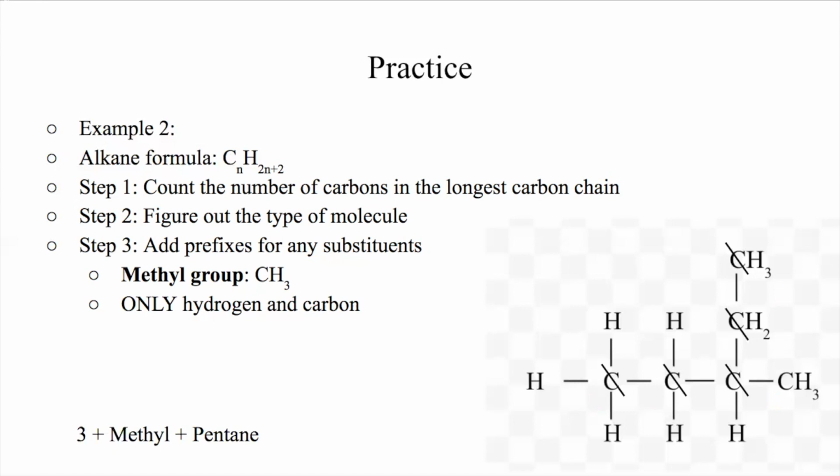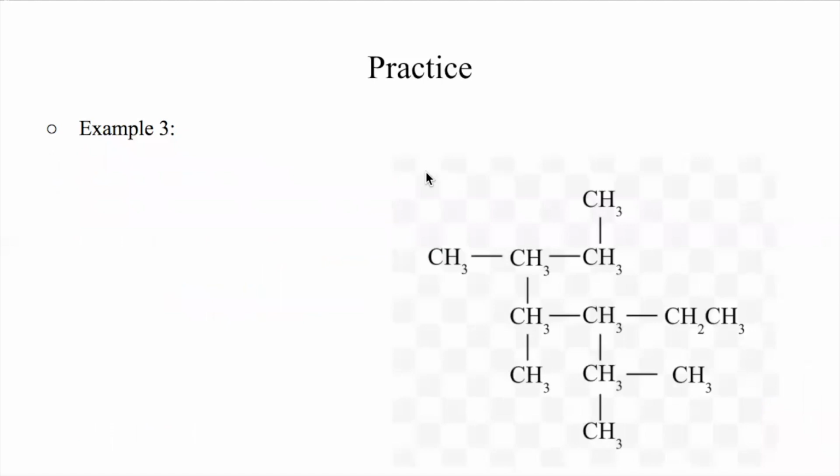Let's put it all together. Pentane, from before. The methyl, remember that the number goes first, then a hyphen, then the rest of the name. Combined, we get 3-methylpentane. Not bad. 3. Finally, we have this molecule, with the molecular formula C12H35. It looks complicated, but let's see if we can get a systematic name for it.